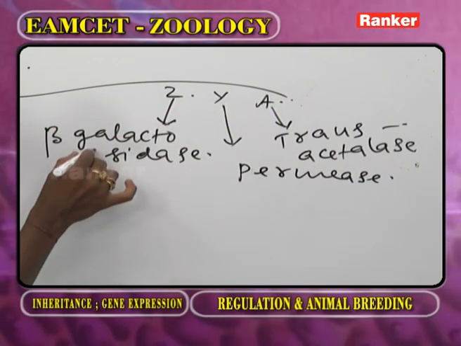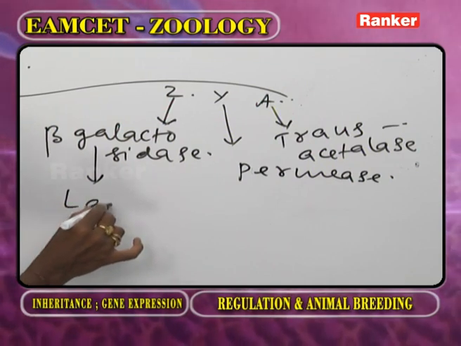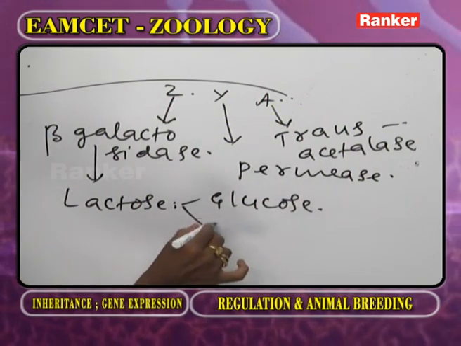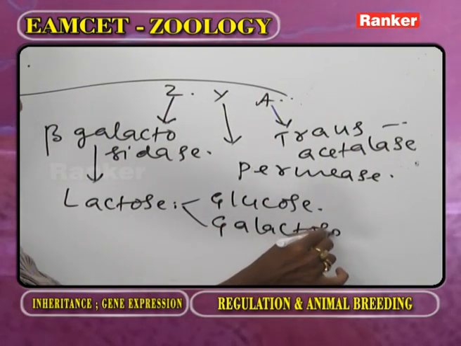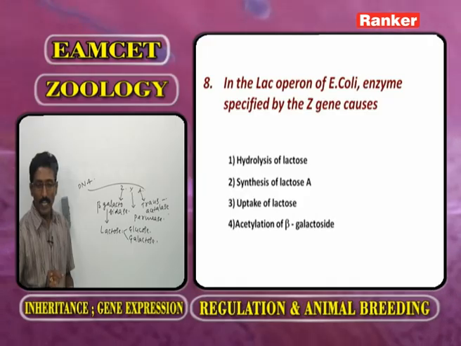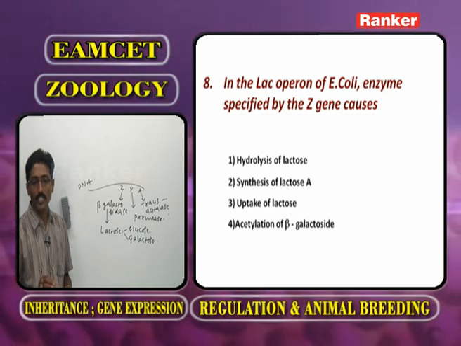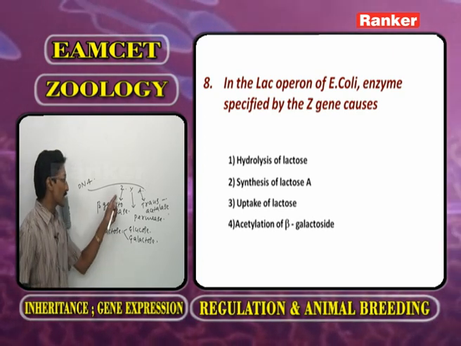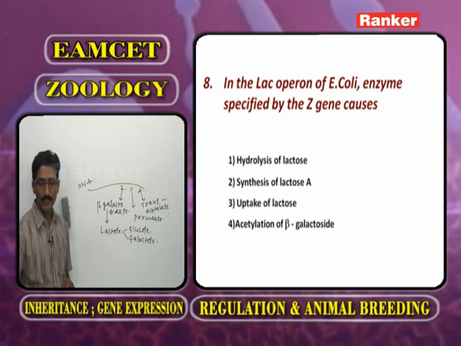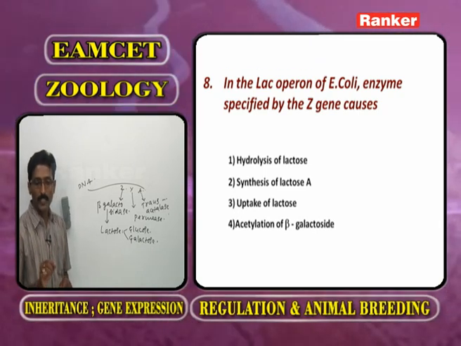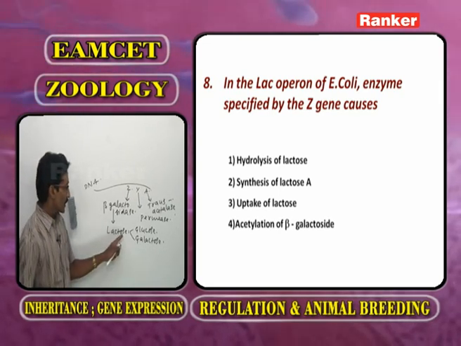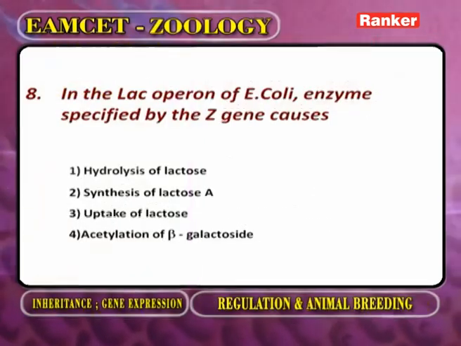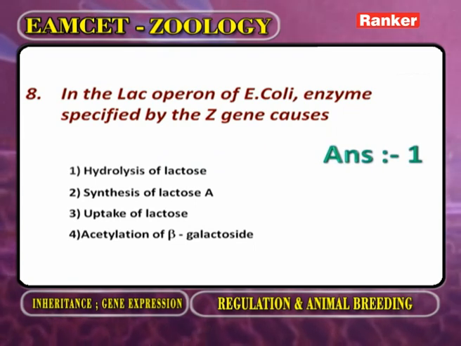Now what is the function of beta galactosidase? It converts the lactose into glucose and galactose. Now here what is the question? In the lac operon concept of E. coli, what is the enzyme specified by Z gene? Beta galactosidase. It causes hydrolysis of lactose. That means the lactose is hydrolyzed into glucose and galactose. So the answer is. Now the next question.